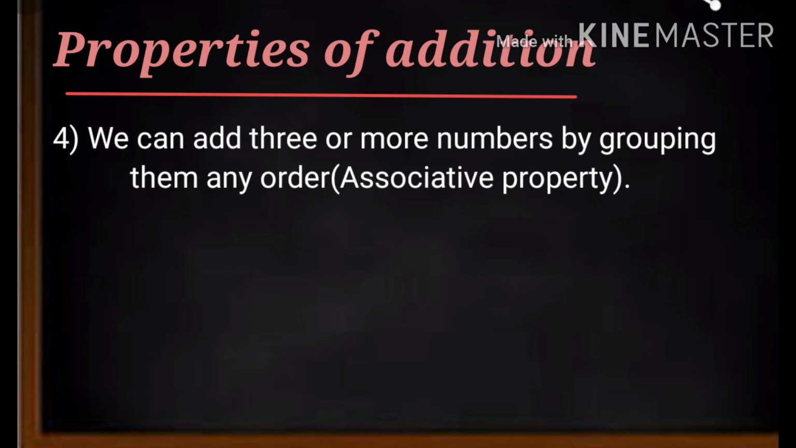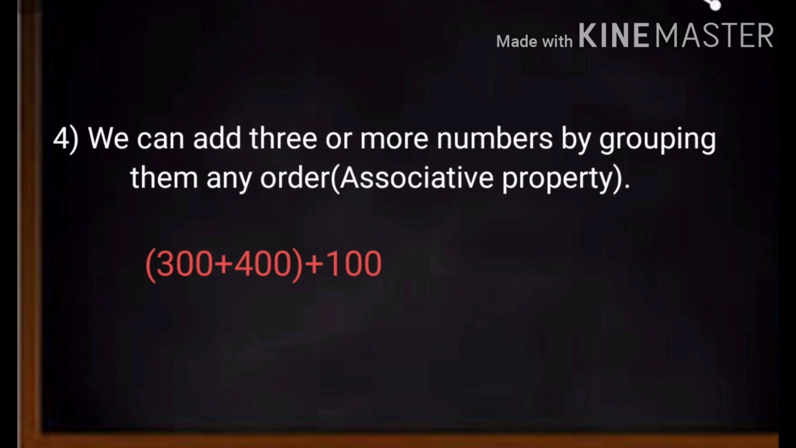Let us discuss the next property. We can add three or more numbers by grouping them in any order. This property is called the associative property. Let us take an example. We are going to add three numbers: 300, 400 and 100. The first way is that we group as given. Then we add 300 and 400. First we get 700. Then we add 700 to 100.